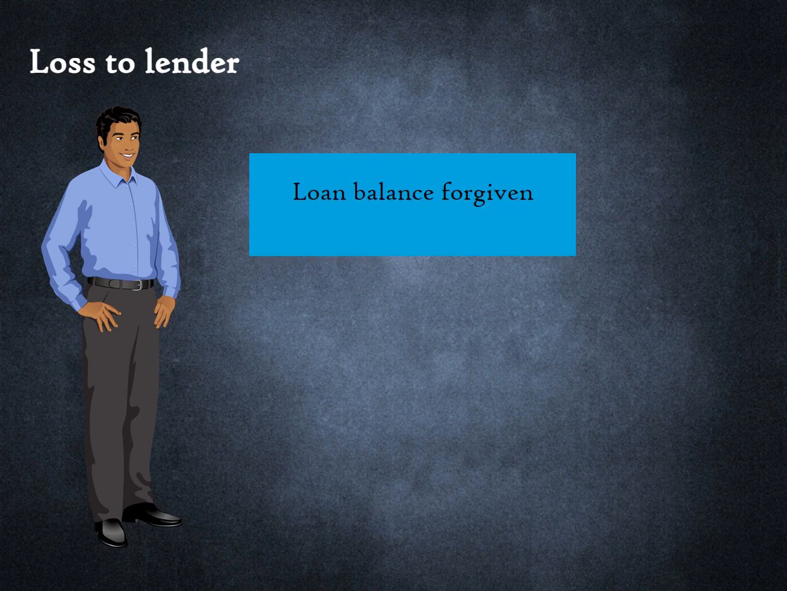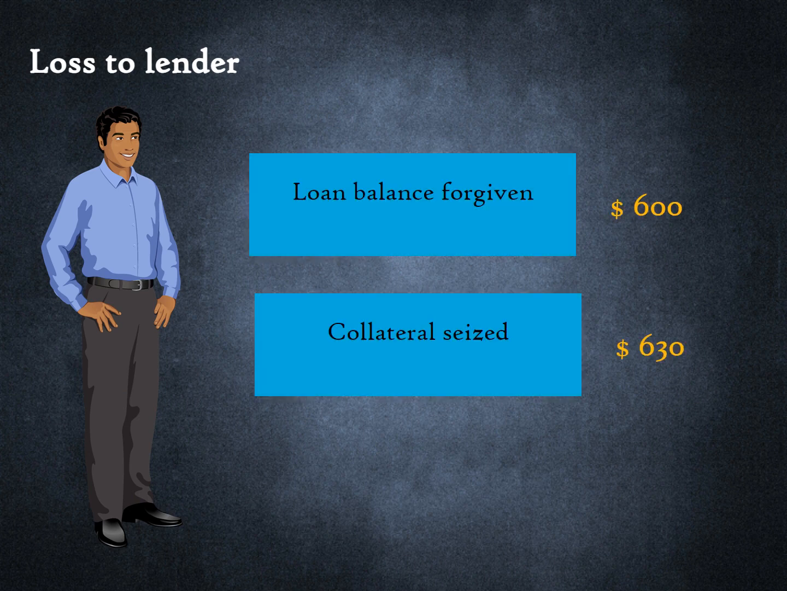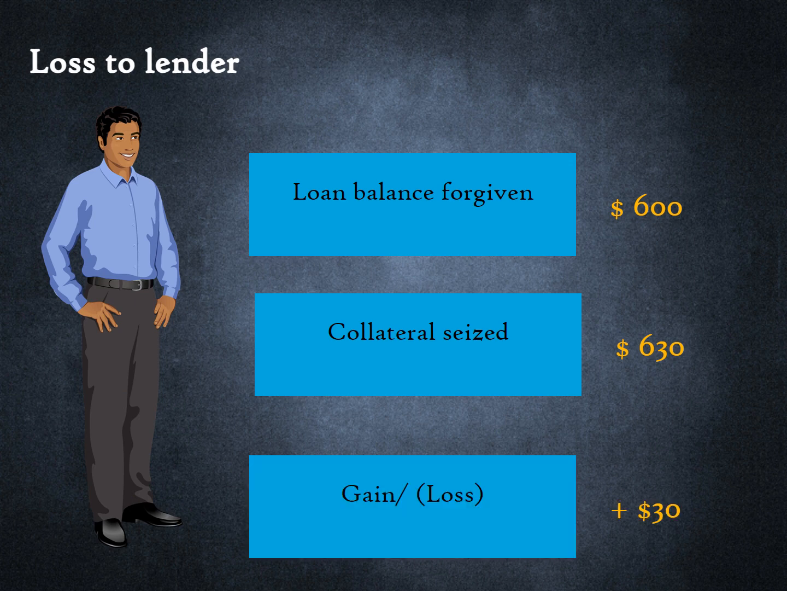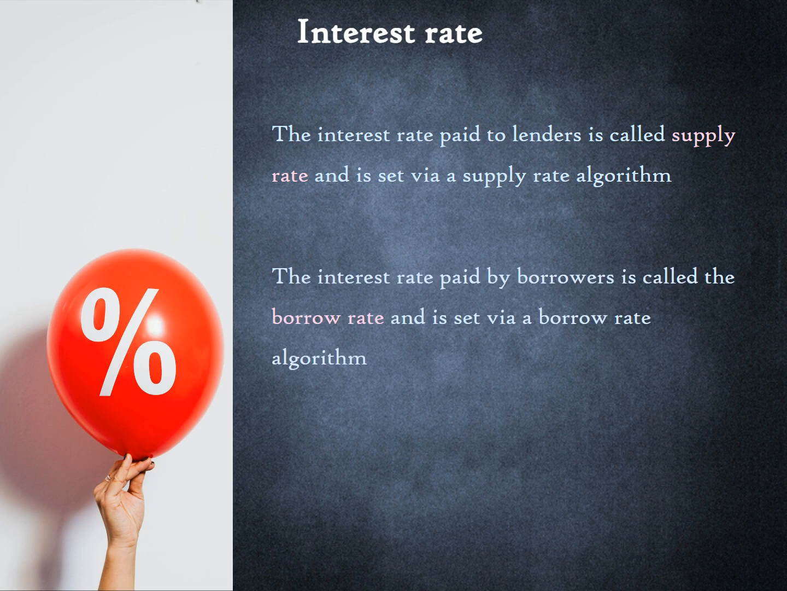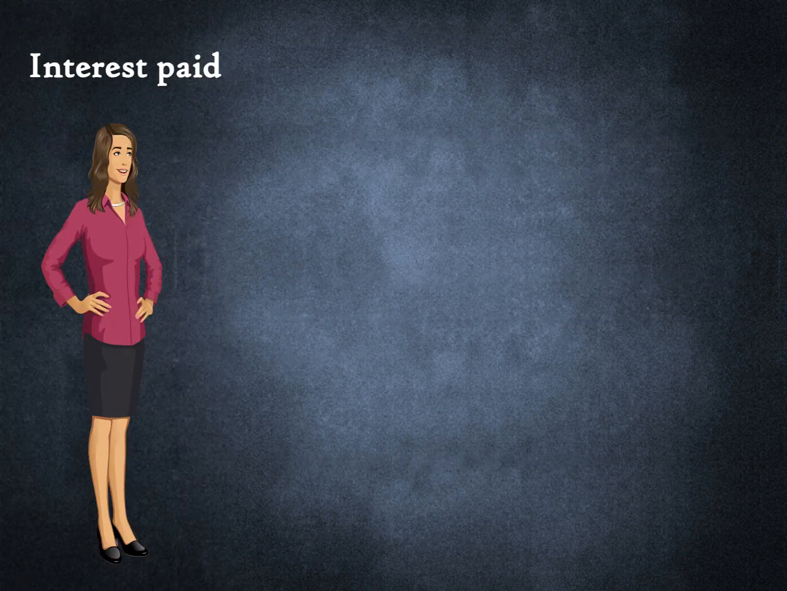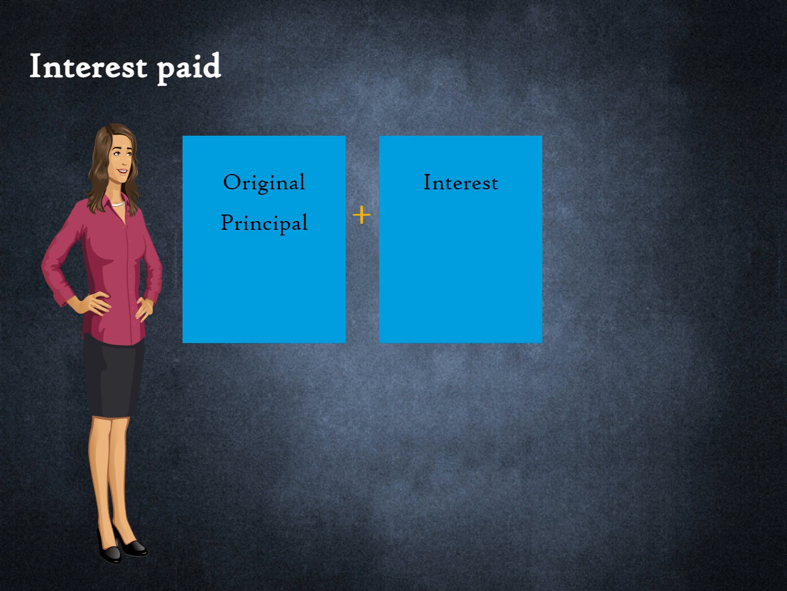In this example, Bob lent $600 USDC. He was able to get back $630 USDC worth of collateral. Hence, he didn't lose money because the liquidation engine prevented under-collateralization. The interest rate paid to lenders is called supply rate and is set via a supply rate algorithm. The interest rate paid by borrowers is called the borrow rate and is set via a borrow rate algorithm. No interest is paid on the collateral. The interest payable by the borrower is added to her loan balance.